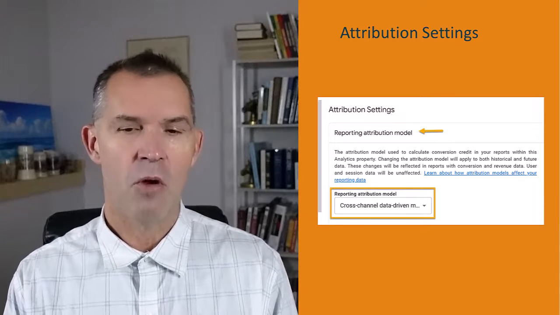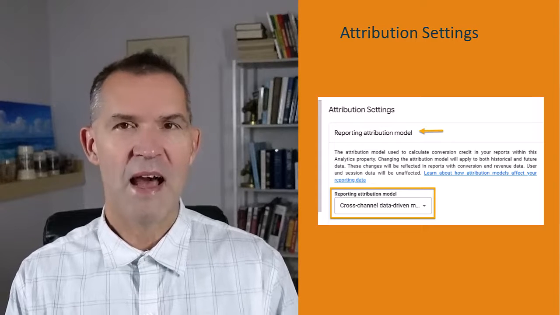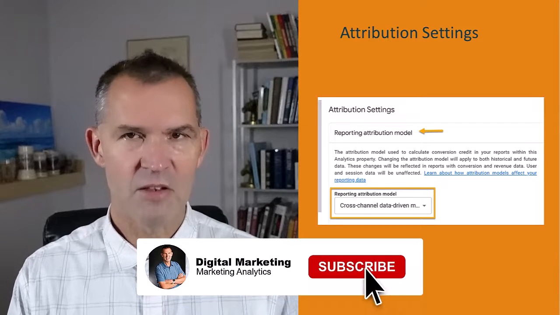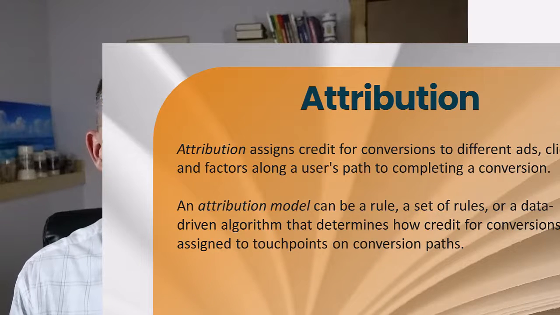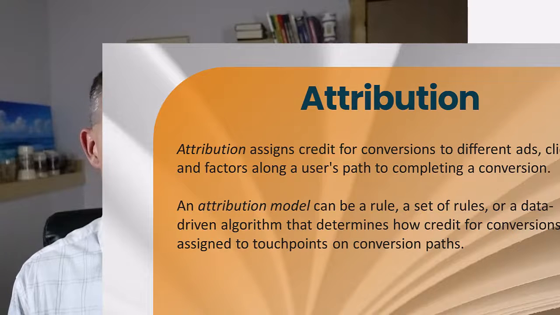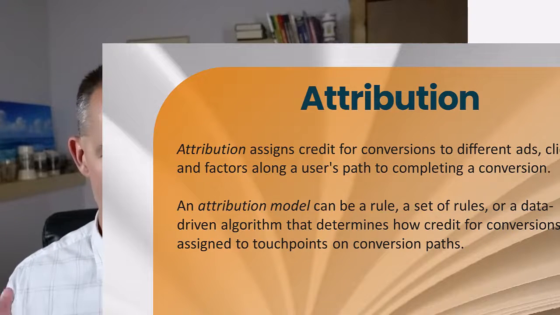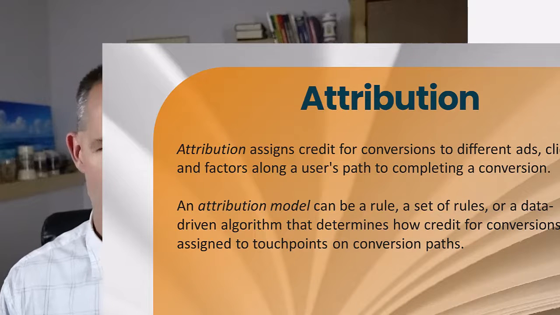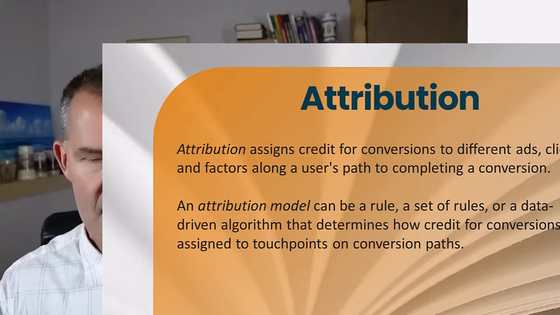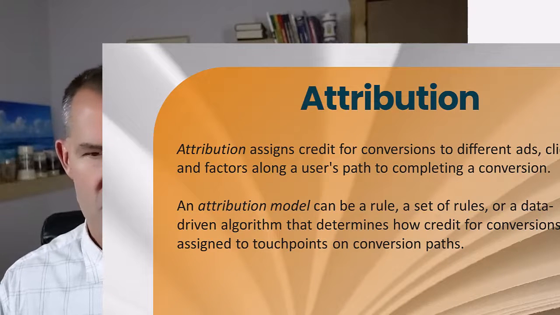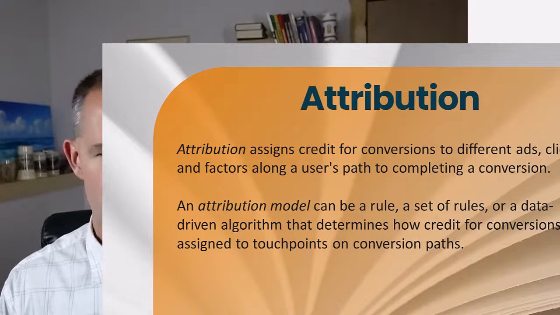It's basically under the home menu. You go inside your admin settings and then you change your attribution settings. So attribution, that is what Google describes as assigning credit for conversions to different ads, clicks, and factors along a user's path to completing a conversion. So basically what that means is if somebody clicks on an ad, then either orders something, purchases something, fills out a form, whatever you've got defined as a conversion, then they assign the attribution to it. So what caused them to do the conversion?